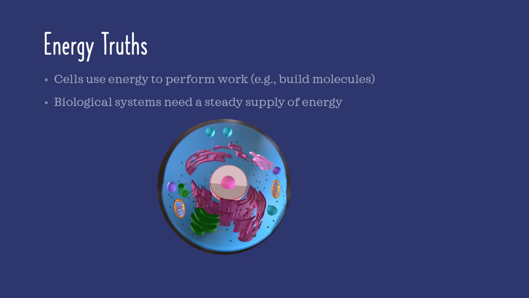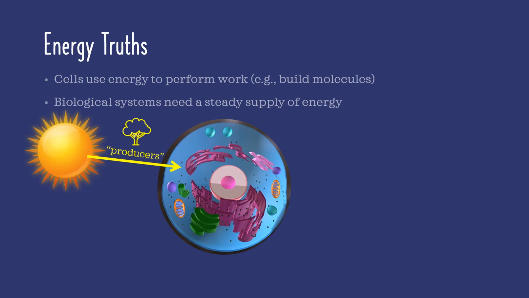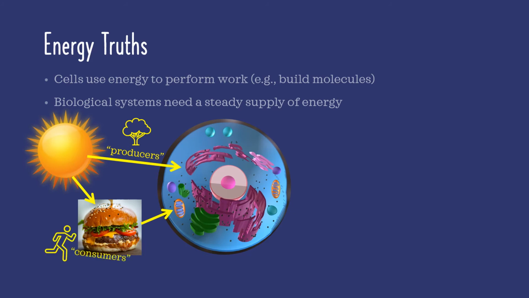Some cells are solar powered, fueling their work with energy captured directly from sunlight. These are cells found in producers like plants, but other organisms like humans can only get energy from consuming food. We are therefore called consumers.